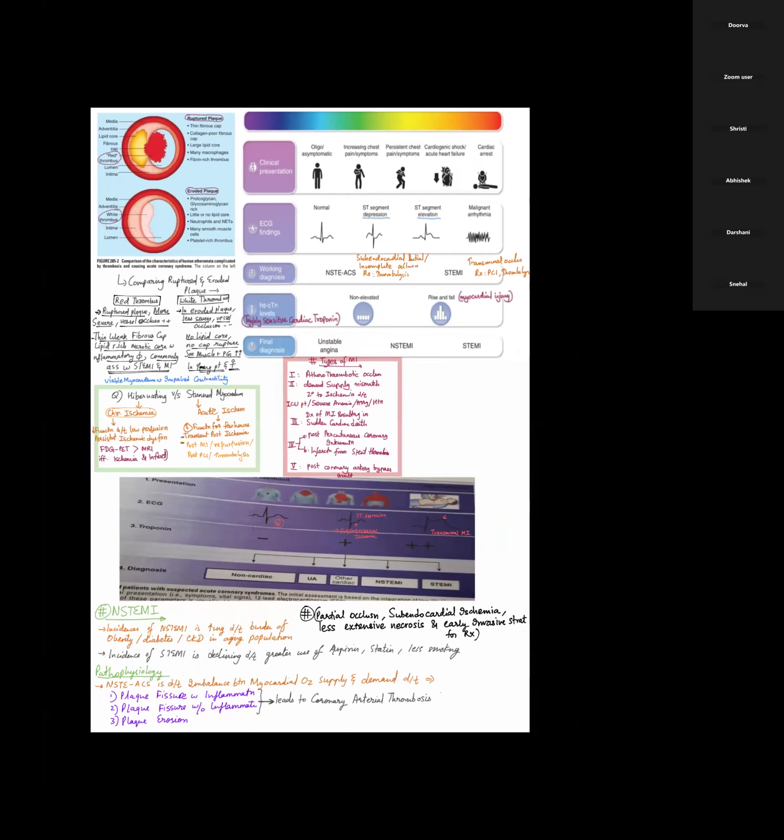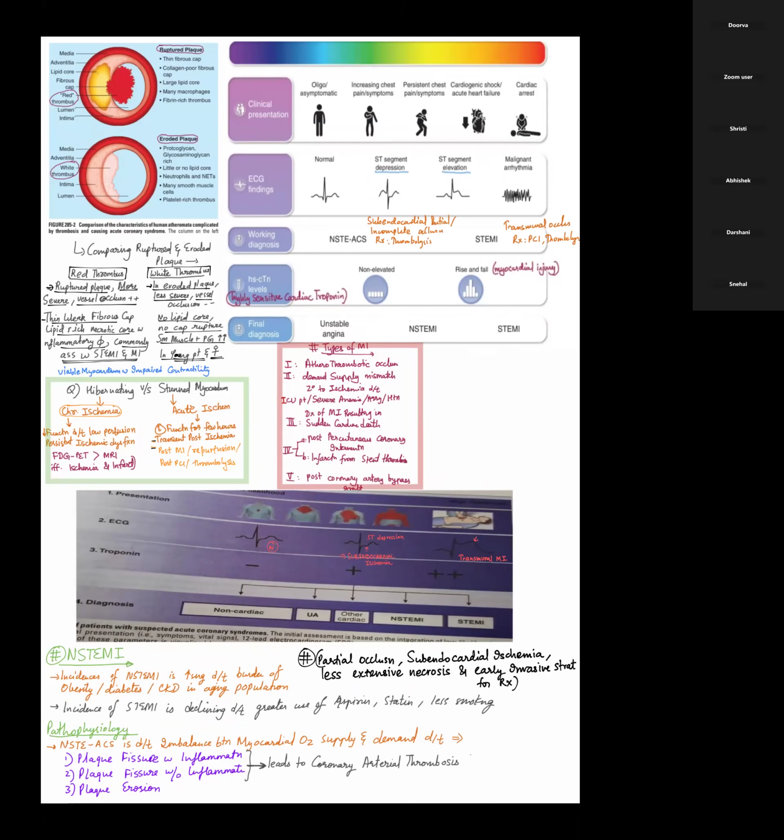So the incidence of NSTEMI is increasing due to the burden of obesity, diabetes, and CKD in an aging population. Incidence of STEMI is declining due to greater use of aspirin, statin, and less smoking. So NSTEMI is more common now. Pathophysiology of NSTEMI is due to imbalance between myocardial oxygen supply and demand due to plaque fissure with inflammation, plaque fissure without inflammation, which leads to coronary artery thrombosis and plaque erosion.